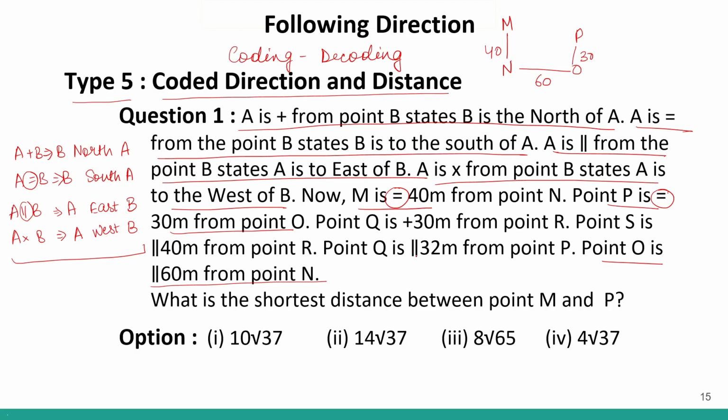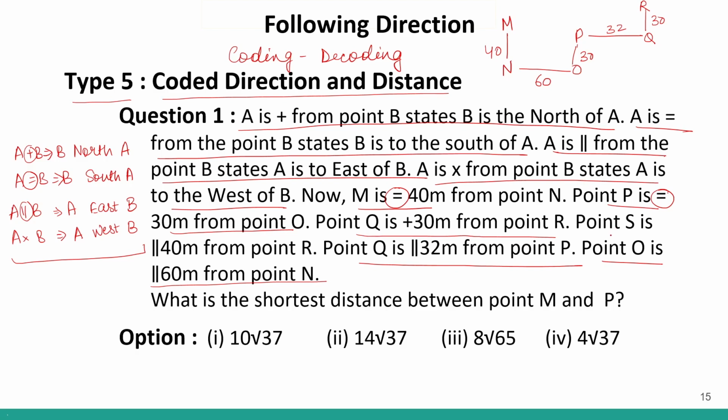Now, again, we can use this information. Q is to the east of P. So Q will be to the east 32 meters of P. Right? Then Q is 30 meters, plus symbol is used, so north. R will be 30 meters north of Q. So it will go like this.